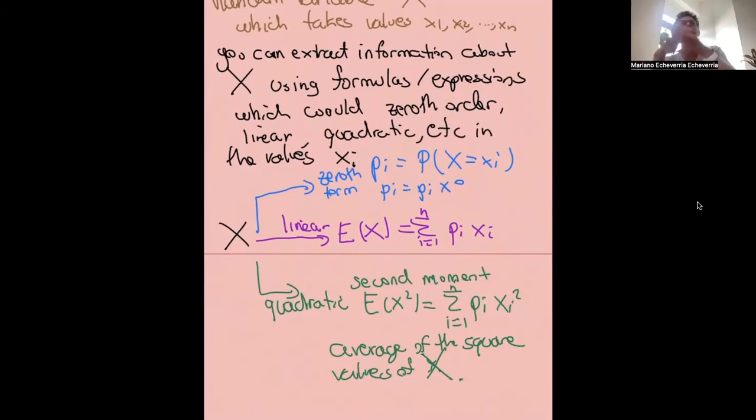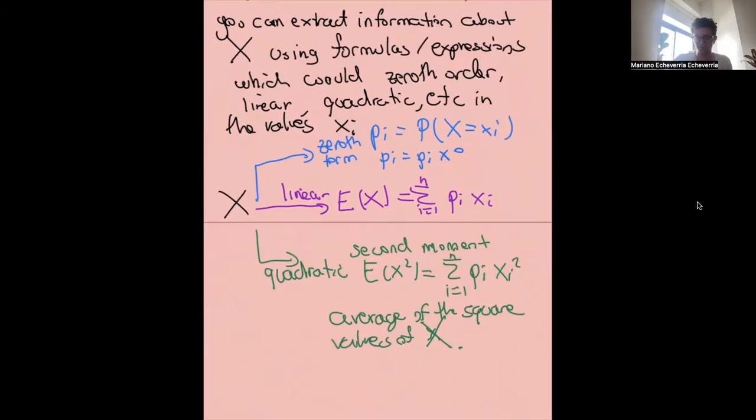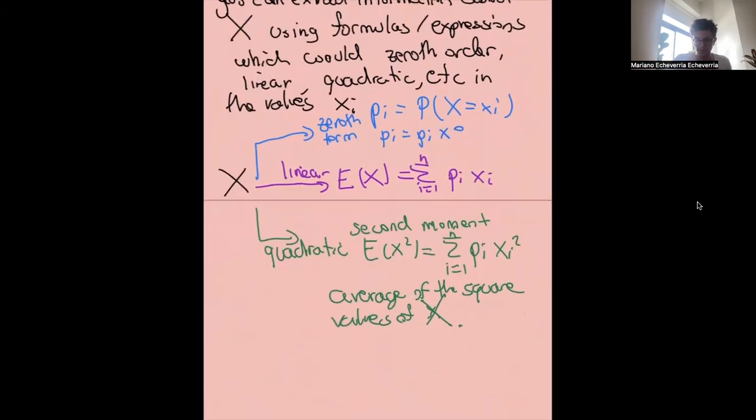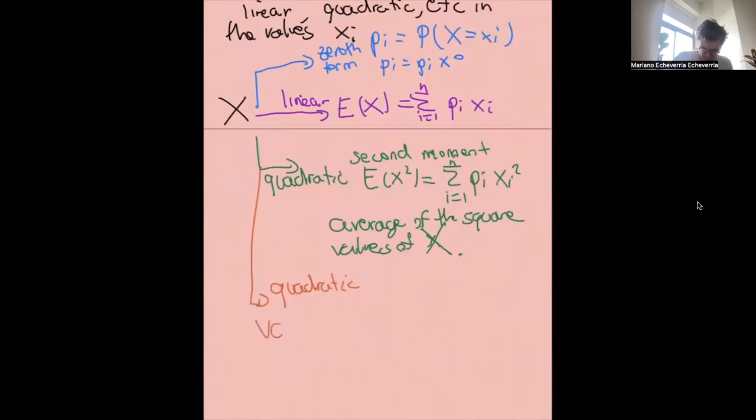The other close cousin to that is what's called the variance, and that ends up being slightly more useful in statistics and other places. You'll see why in a moment, but it's not unrelated to this second moment. The other natural candidate for the quadratic piece is called the variance.